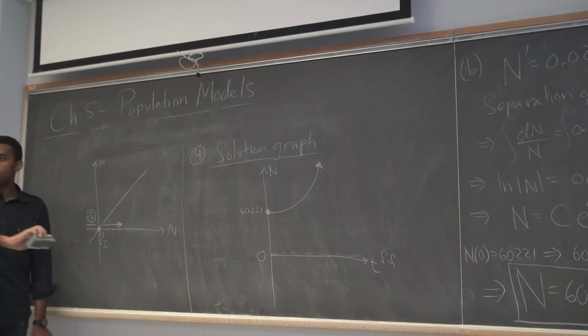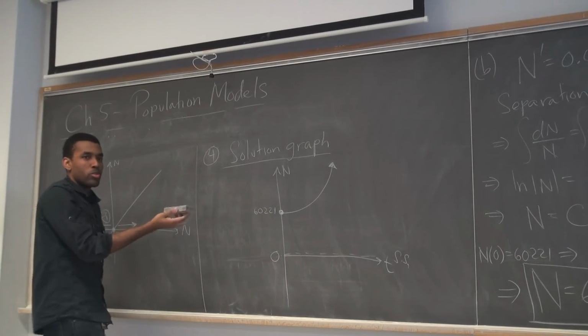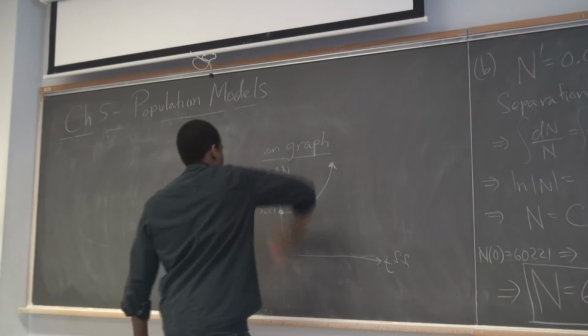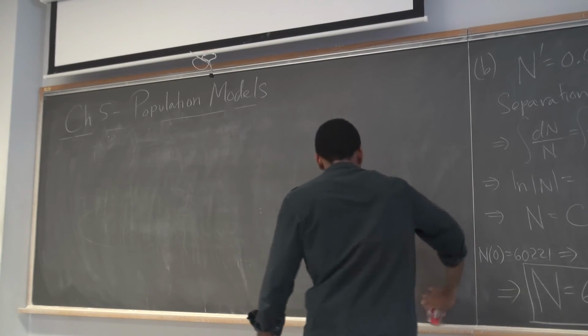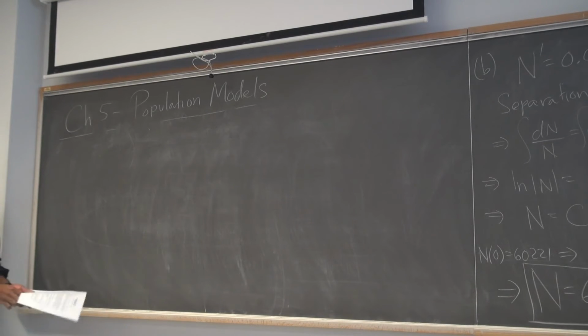Any questions on what we just did? It's really chapter 4 all over again. We're just applying it to populations now. But if there's anything still unclear, now's the time to ask. If not, we can move on to problem 2.